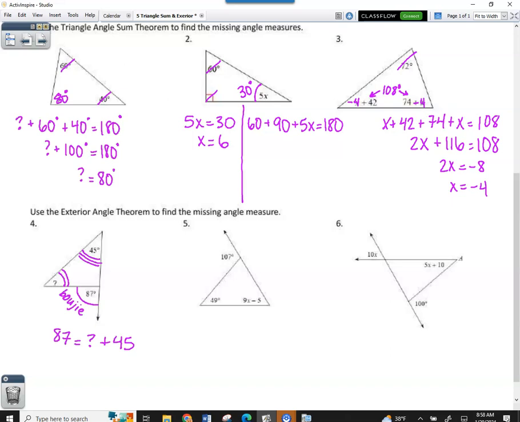So what's the question mark angle going to be? What'd you get? 42. When you subtract 45, you get 42.